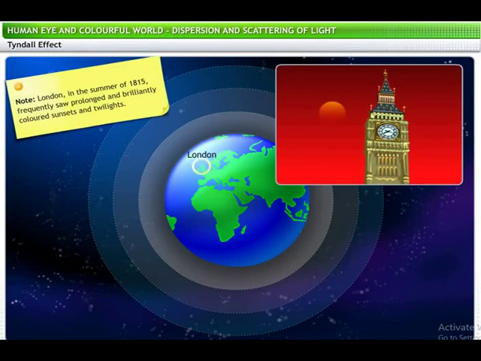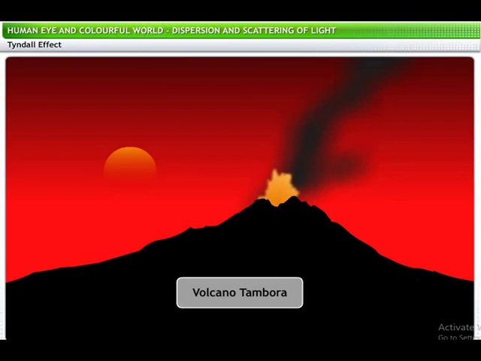London, in the summer of 1815, frequently saw prolonged and brilliantly colored sunsets and twilights. This was explained by the Tyndall scattering of sunlight by ash particles in the upper atmosphere. These ash particles were produced by the earlier eruption of the volcano Tambora.